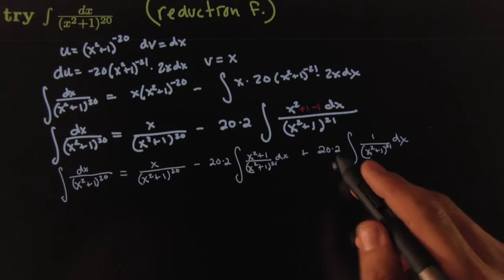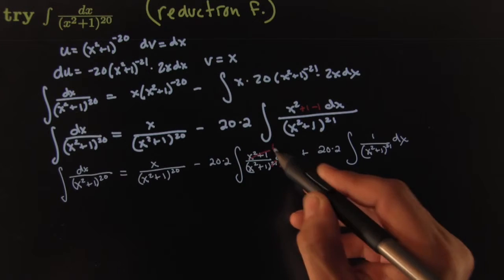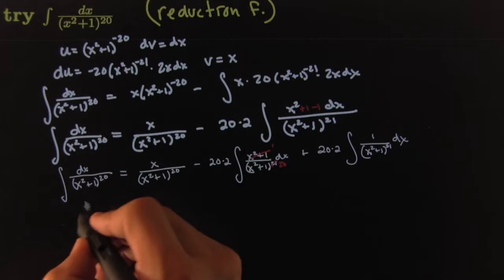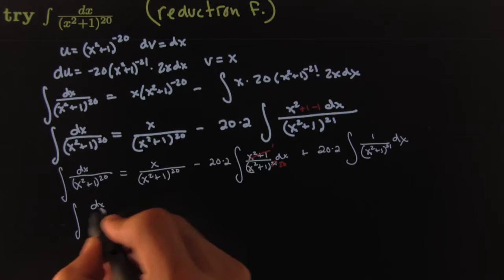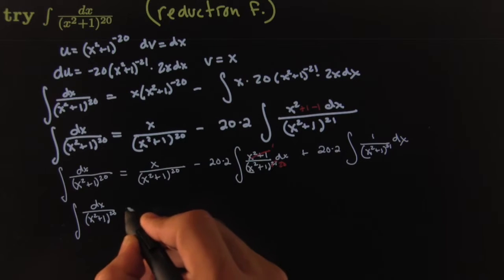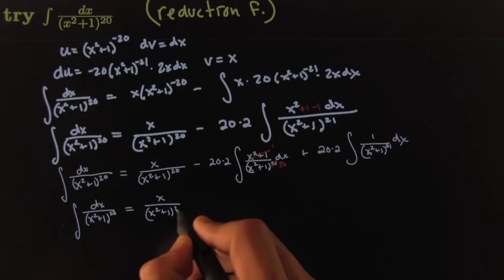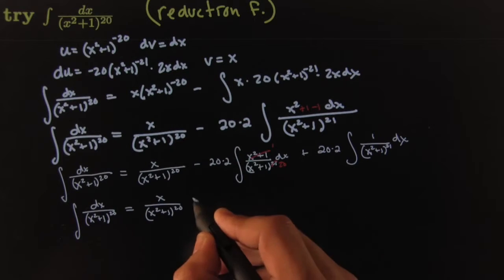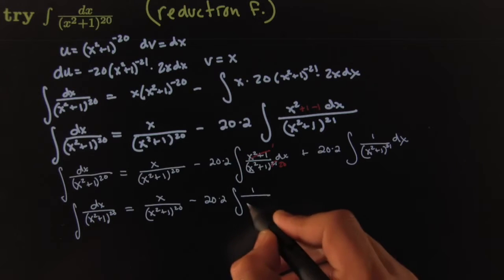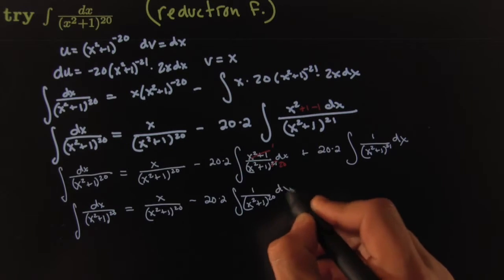Now what? Now we can clean this one up. See, I have 21 of them. I can make that 20, and that cancels one of them. And that turns into something that looks like this. The integral of dx over x squared plus 1 raised to the 20th is equal to x over x squared plus 1 raised to the 20th minus 20 times 2 integral of 1 over x squared plus 1 raised to the 20th dx.